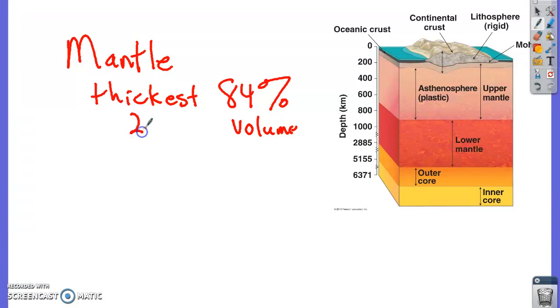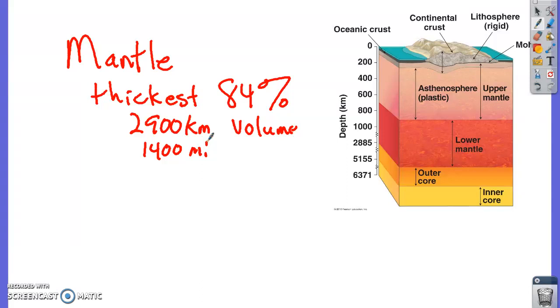It's about 2,900 kilometers thick. Divide that roughly in two, so about 1,400 miles, give or take a little bit. So this is a very thick layer, and it takes up a large part of what we know of the Earth.